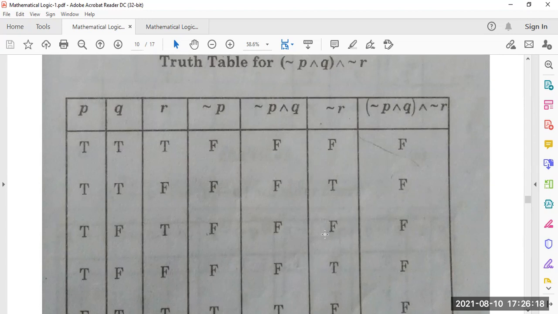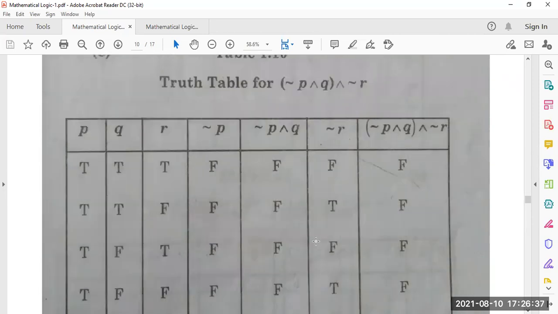How to construct the truth table for a given proposition, as well as the meet and negation. Is it understood how to make the truth table? Yes, sir. So it is required in your exam. This kind of problem will be coming in your exam, right?